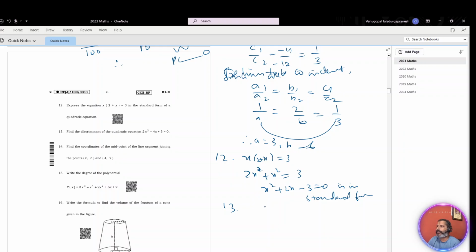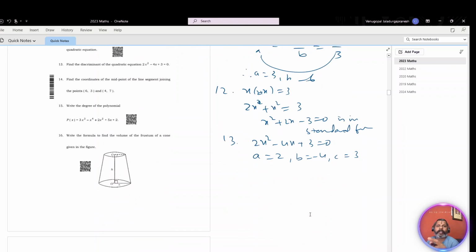13th one. Find the discriminant of the equation. Just write it. Get the values a equal to 2, b equal to minus 4, c equal to 3, comparing this with ax square plus bx plus c. Then discriminant is equal to b square minus 4ac. What is b square? Minus 4 whole square, minus 4 into 2 into 3. Minus 4 whole square is 16, minus 4 twos are 8, 8 threes are 24.